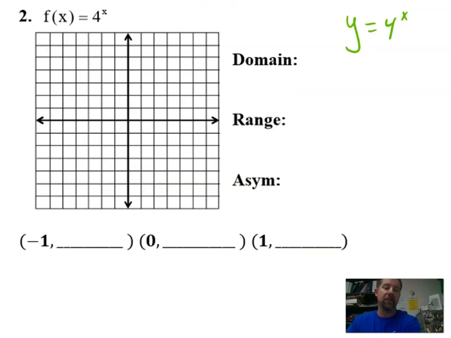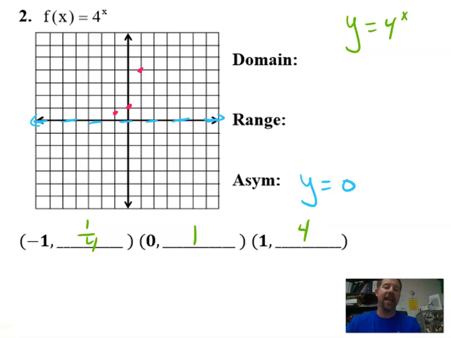Okay, I'm going to fly through this one a little bit faster. Step 1, identify your parent function. Done. And now find my 3 points. And so when you plug in 0, you get 1, 1 gives 4, -1 gives 1/4, or 1 over b. And now I need to graph these along with the asymptote. If there's no shifting, then your asymptote is always y equals 0.